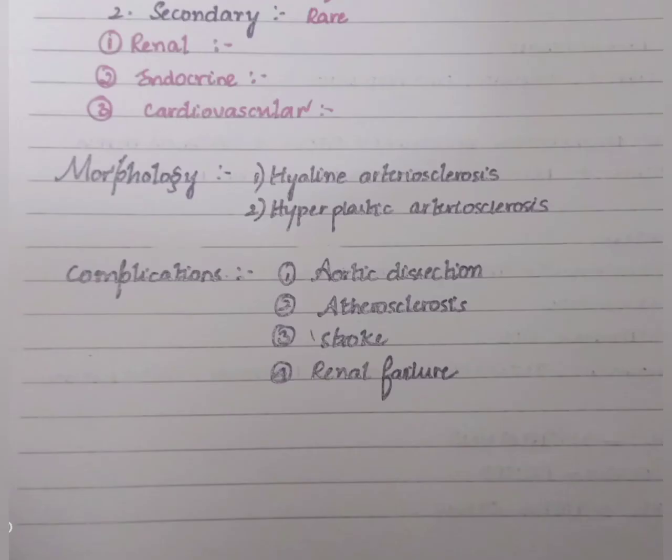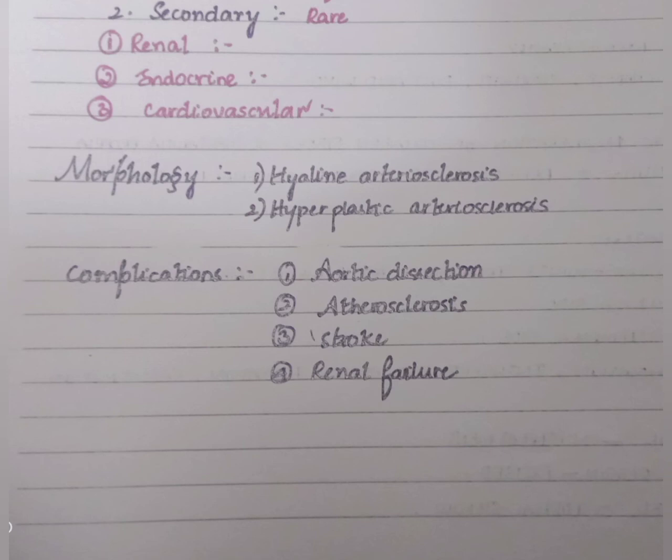The vessel wall undergoes two types of morphological changes, hyaline arteriosclerosis and hyperplastic arteriosclerosis. Now let us see what is hyaline arteriosclerosis. Hyaline arteriosclerosis is seen in benign hypertension. Homogeneous pink hyaline arterial thickening of the walls and luminal narrowing of the vessel walls is seen here.